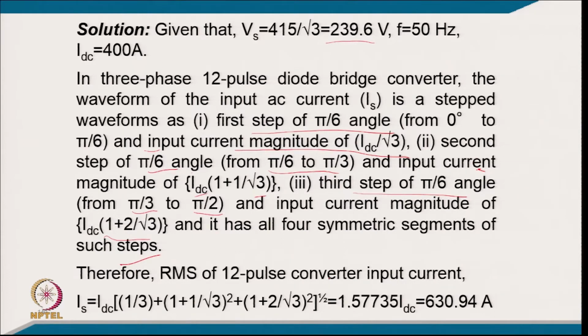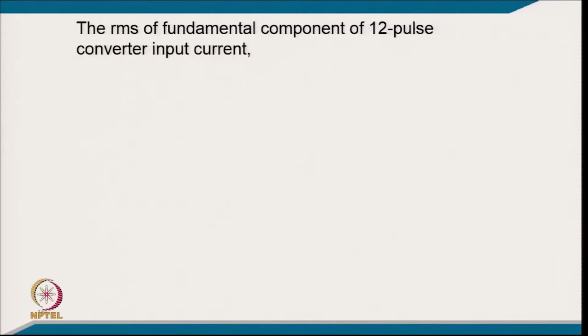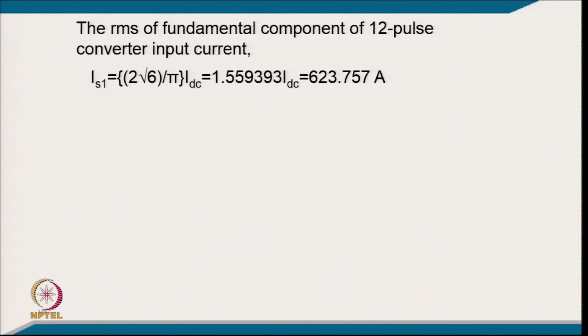Therefore, the RMS current of the 12-pulse converter input current will be IS, that is IDC, taking the RMS of all the 3 segments which we already mentioned, it comes to 1.557 IDC, and this comes to 630.94 ampere, and the RMS of the fundamental current of the 12-pulse converter input is IS1 equal to 2 root 6 by pi IDC. So, this is 1.559 IDC.